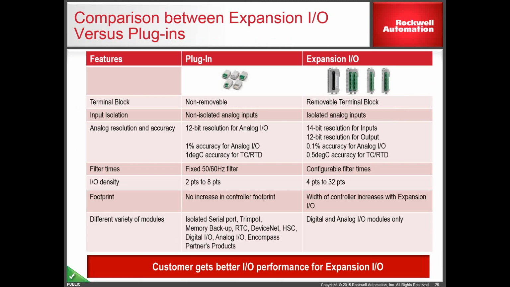So this is a brief comparison of expansion I/Os and plugin. Plugin I/Os are non-removable. Once you plug it, you can't remove that. And expansion I/Os are removable terminal block. So it gives you the complete density. In plugin, we have up to 8 points, and in expansion I/Os we have up to 32 points.